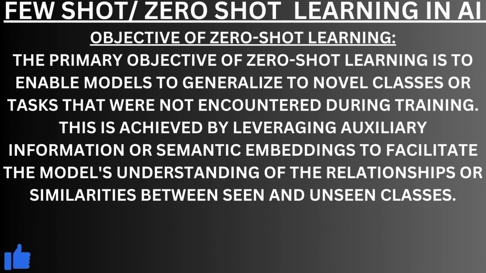Objectives of zero-shot learning. The primary objective of zero-shot learning is to enable models to generalize to novel classes or tasks that were not encountered during training. This is achieved by leveraging auxiliary information or semantic embeddings to facilitate the model's understanding of the relationships or similarities between seen and unseen classes.